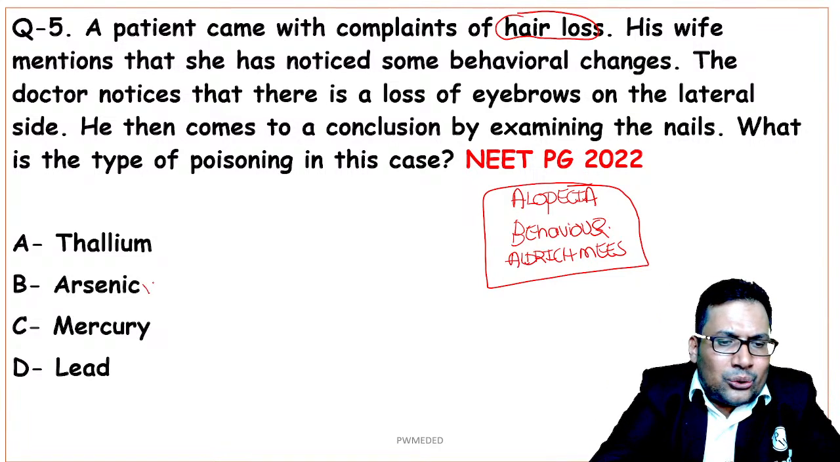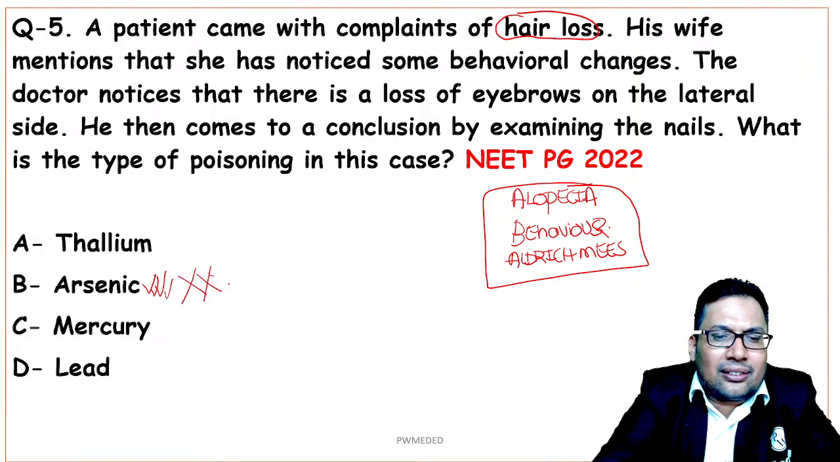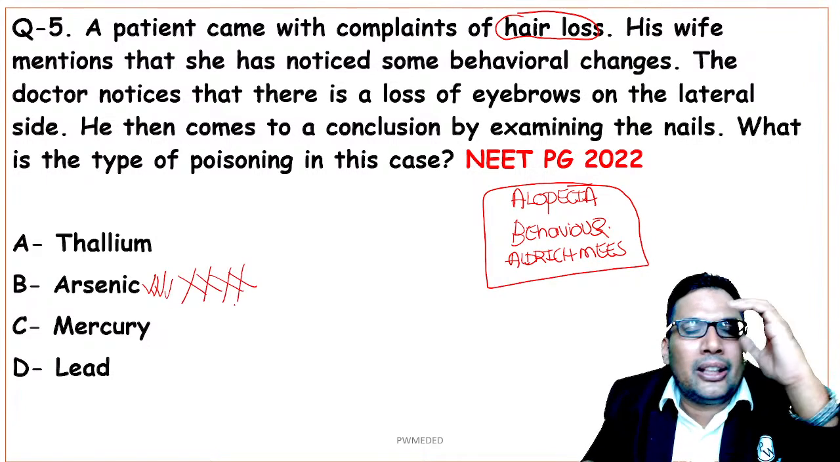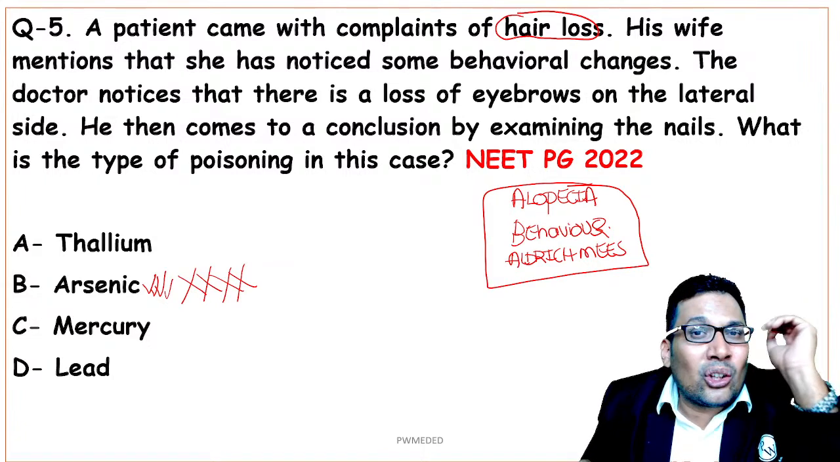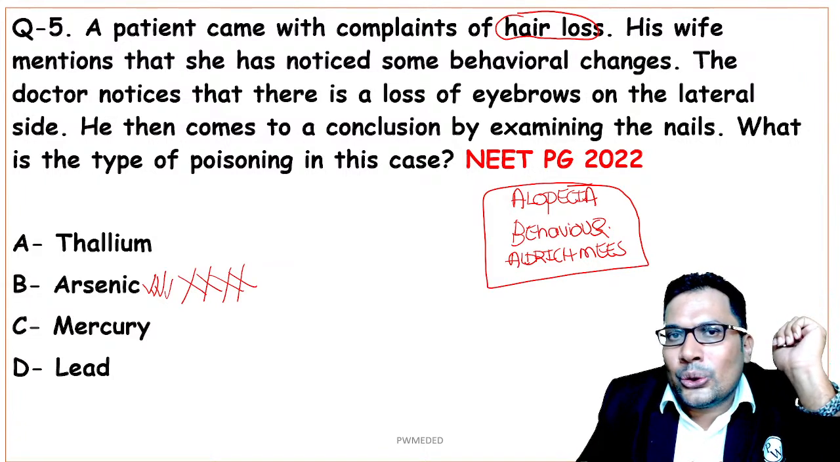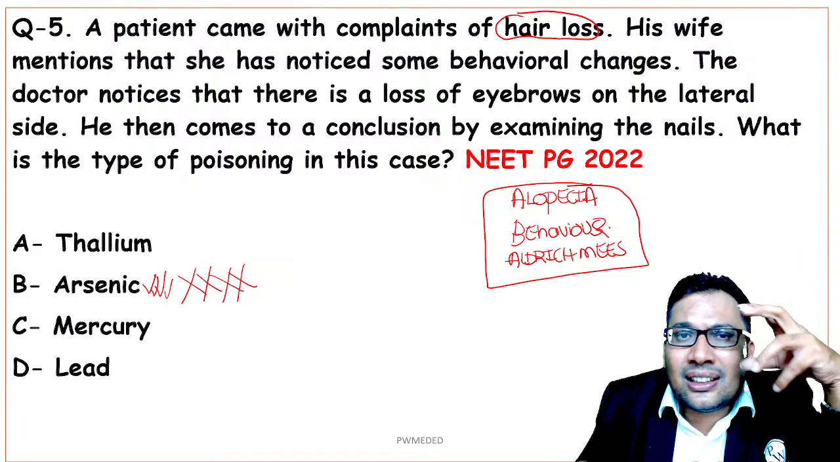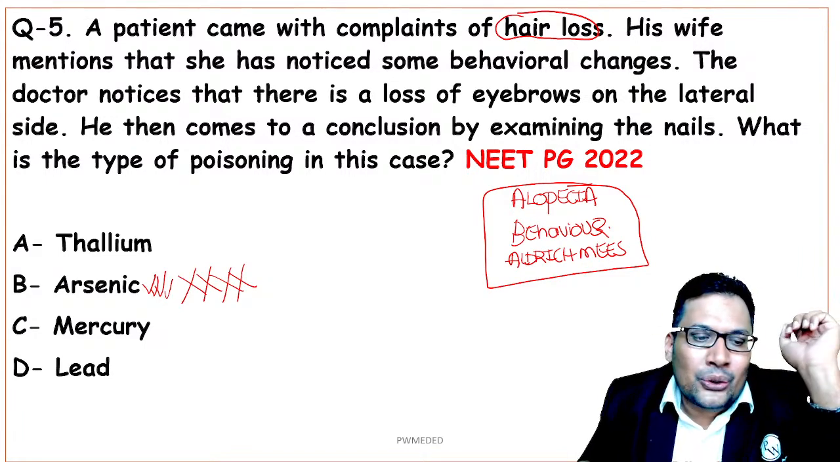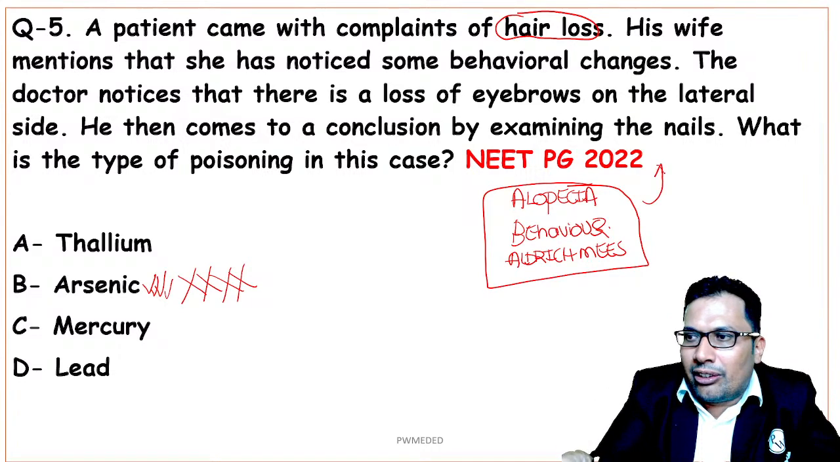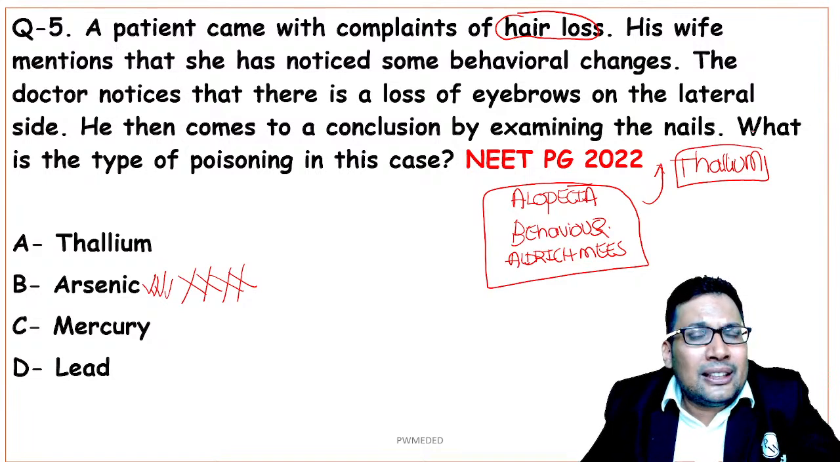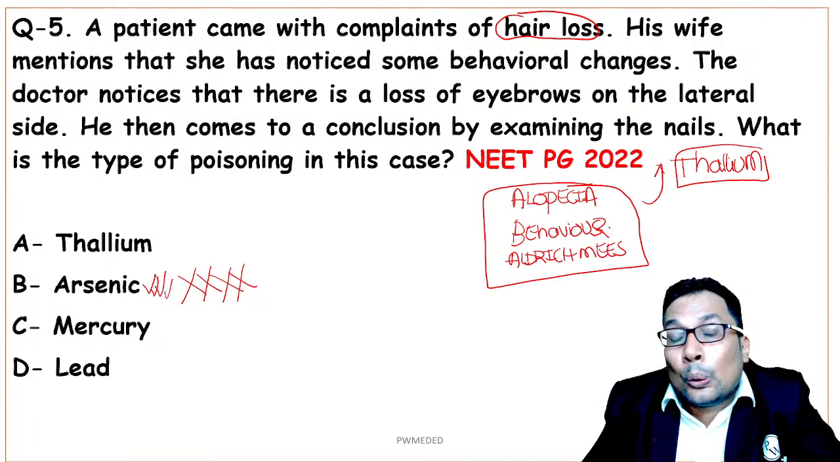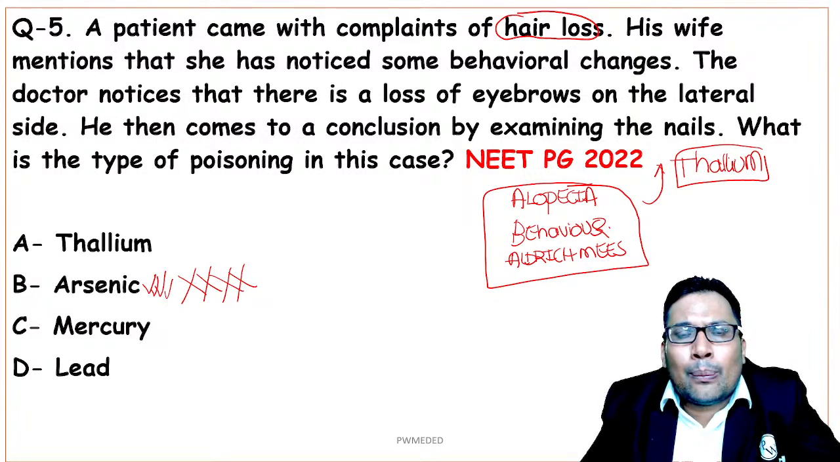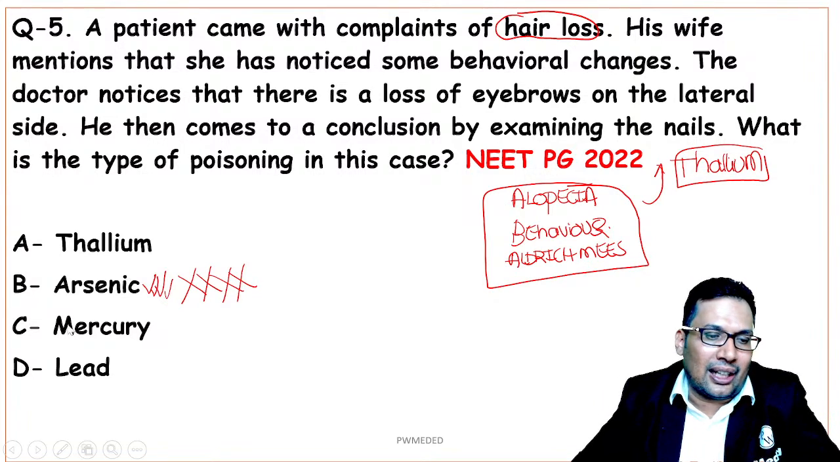I think many students answered arsenic, which is the wrong answer. Many of the students in the exam last year thought it is arsenic because of the Aldrich-Mees line. But remember, the Aldrich-Mees line is a non-specific finding in arsenic poisoning. So I will go in favor of thallium poison. Thallium poison is the correct answer. Thallium is an insecticide. Thallium is the ideal homicidal. It is also known as poisoner's poison.